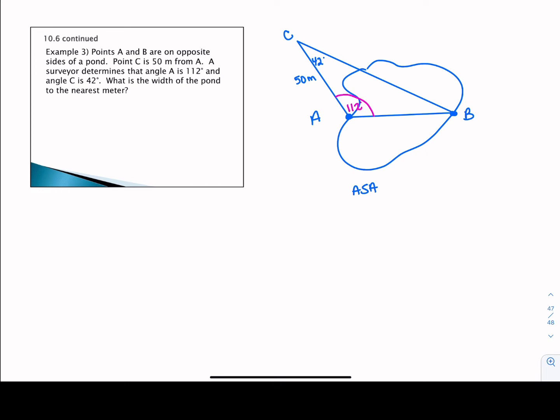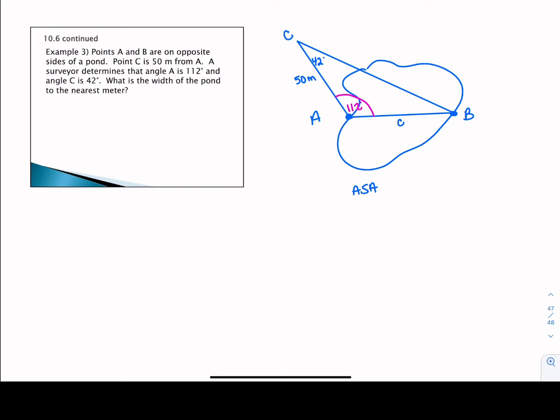So what it's asking us is to find the width of the pond to the nearest meter. So what they're asking us to find is the distance across the pond between A and point B. So this is going to be lowercase c. That's the side length that we're after. So in this case, when we use sine law, we need to have an angle and side opposite in terms of a pairing in order to get that sine law started.